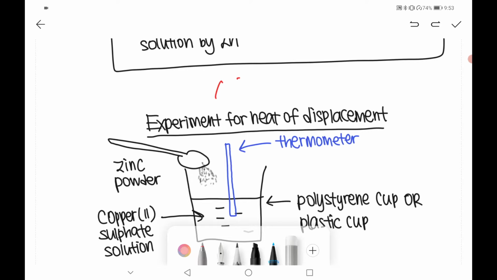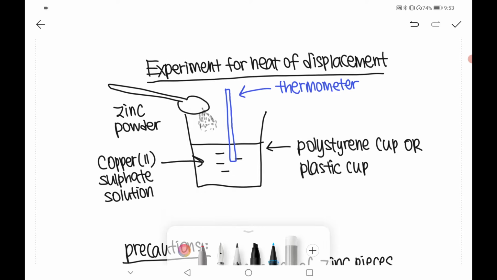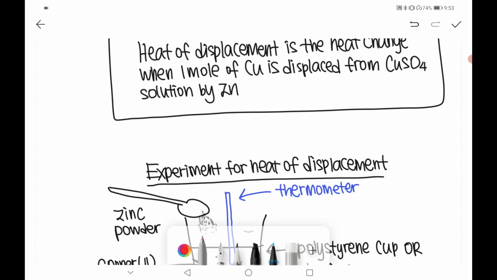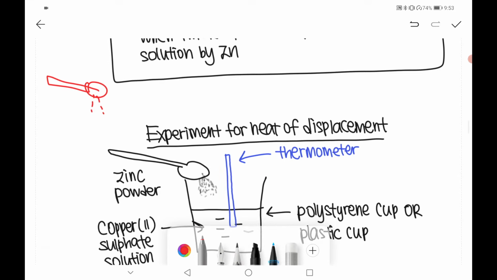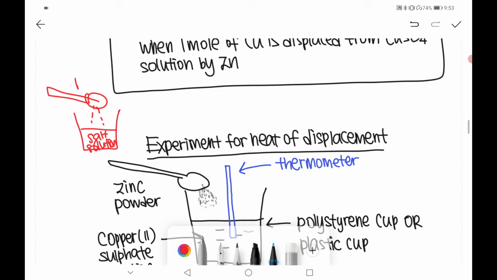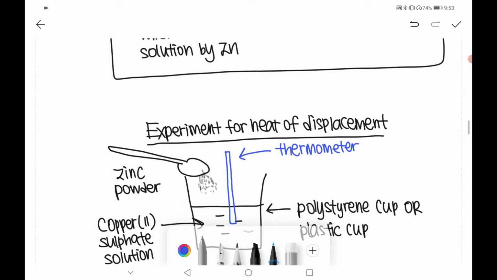Okay, so make sure you know this diagram. This diagram is very simple. To do metal displacement, we need metal. So we put some metal powder, and then we must put a salt solution. We use a plastic cup to put the salt solution. This is the salt solution, and this is the more powerful gangster, the metal. And in this experiment, we want to measure the temperature, so we put a thermometer. So this is the diagram for the experiment in heat of displacement.